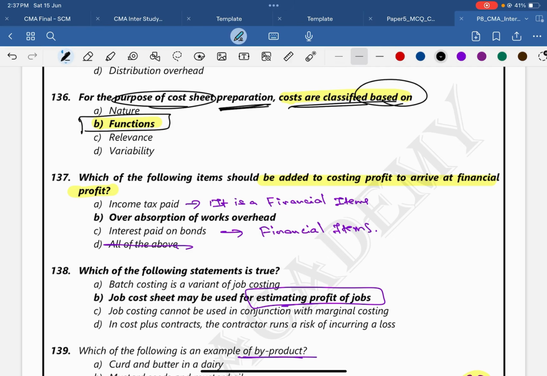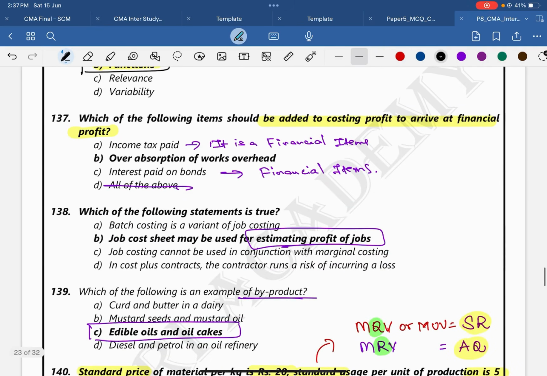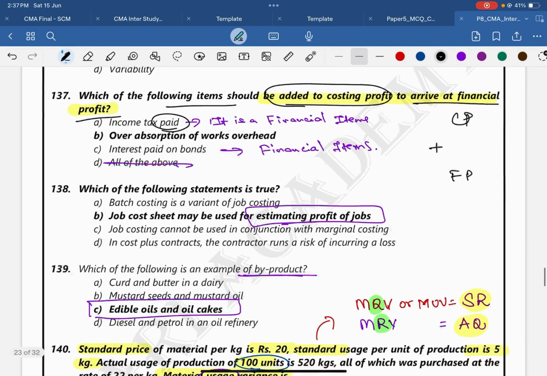Prime cost, factory overheads, cost of sales, cost of production. Then which of the following items should be added to a costing profit to arrive at a financial profit? From costing profit, what are the things I need to add to arrive at a financial profit? Income tax paid is a financial item. Interest paid on bonds is a financial item. Over absorption of works overheads is related to a costing item. So from the costing profit, I will add these to arrive at the financial profit.